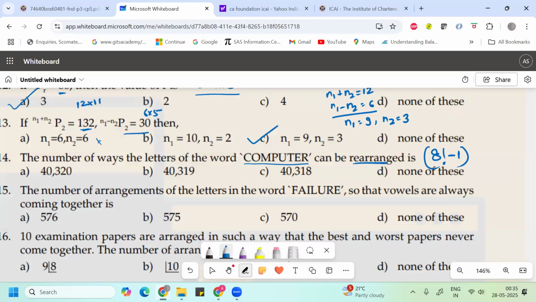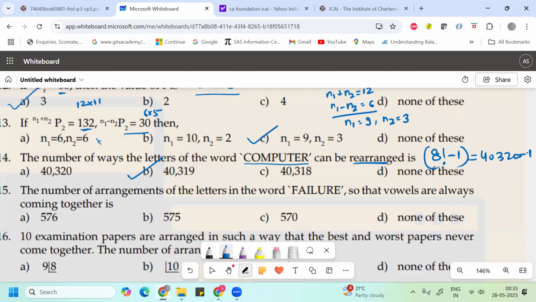Rearrange means whatever way this COMPUTER is written, you cannot use the same word. That is what rearrangement means. 8 factorial is 40320 minus 1. So if you do this, your answer is option B. Okay, next question.